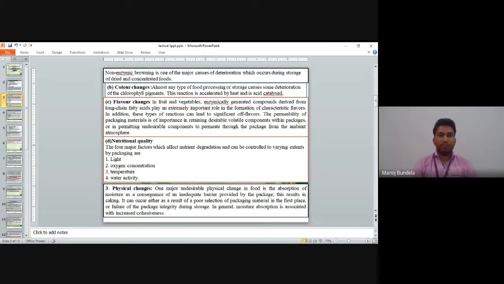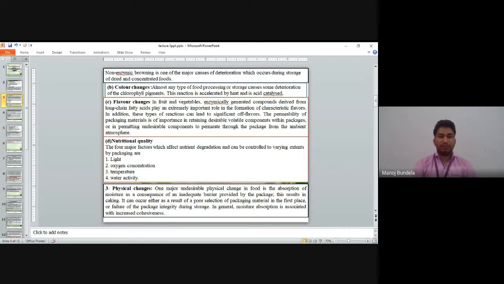Fourth one is nutritional quality. The four major factors which affect nutritional degradation, and can be controlled by varying the extent of packaging, are light, oxygen concentration, temperature, and water activity. These affect the nutritional quality.